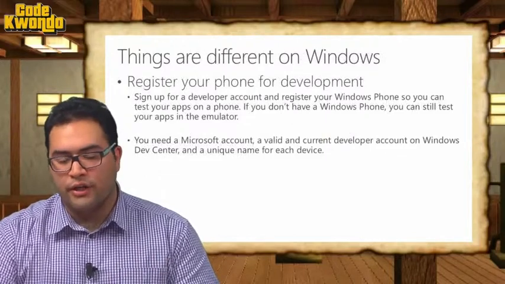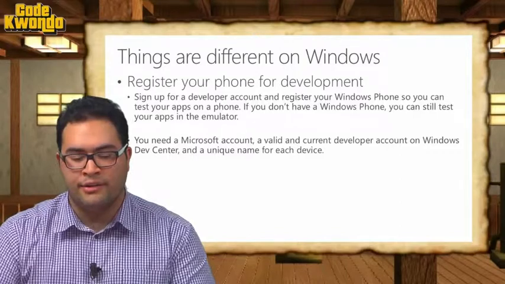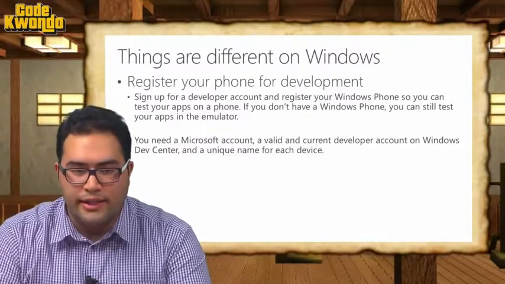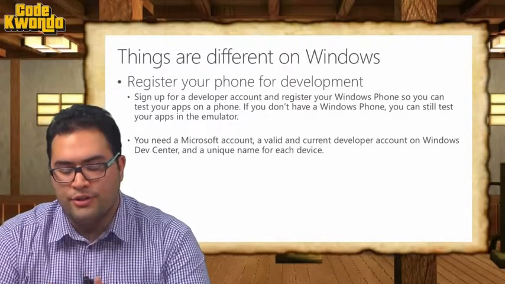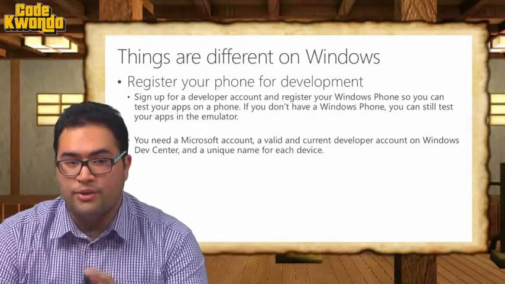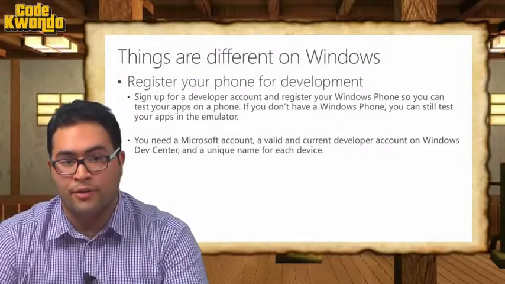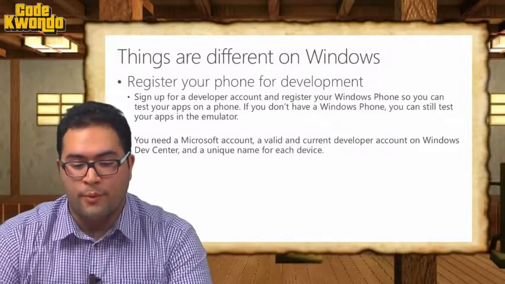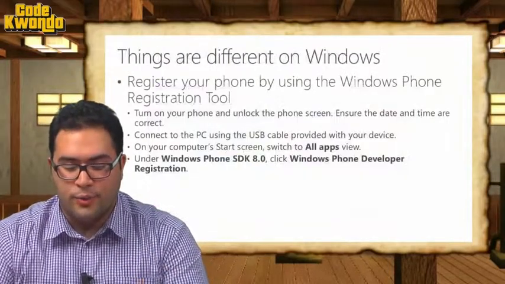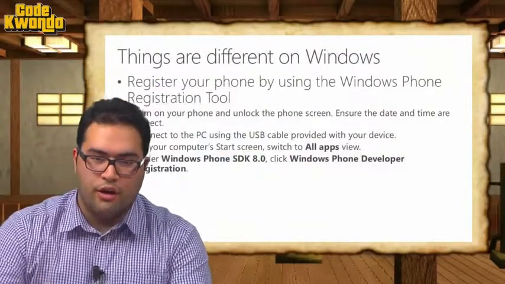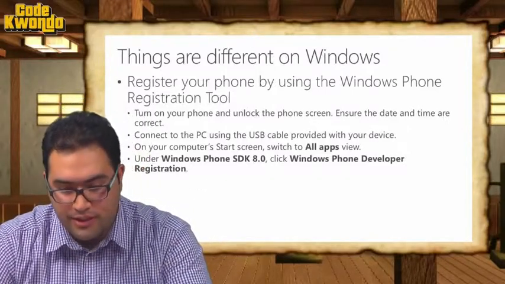So, if you've got a phone, you want to register it for development. Otherwise, you won't be able to test on the device itself. So it's quite easy to do that. Once you've signed up for your developer account, you can register your phone. And to do that, you definitely need to have a Microsoft account. In fact, you need that to get a developer account on the Windows Phone Store. And once you've got that, this is what the Dev Center looks like. To register your phone, you got to go into the All Apps view. So I'll actually do it right away so that you can see it.